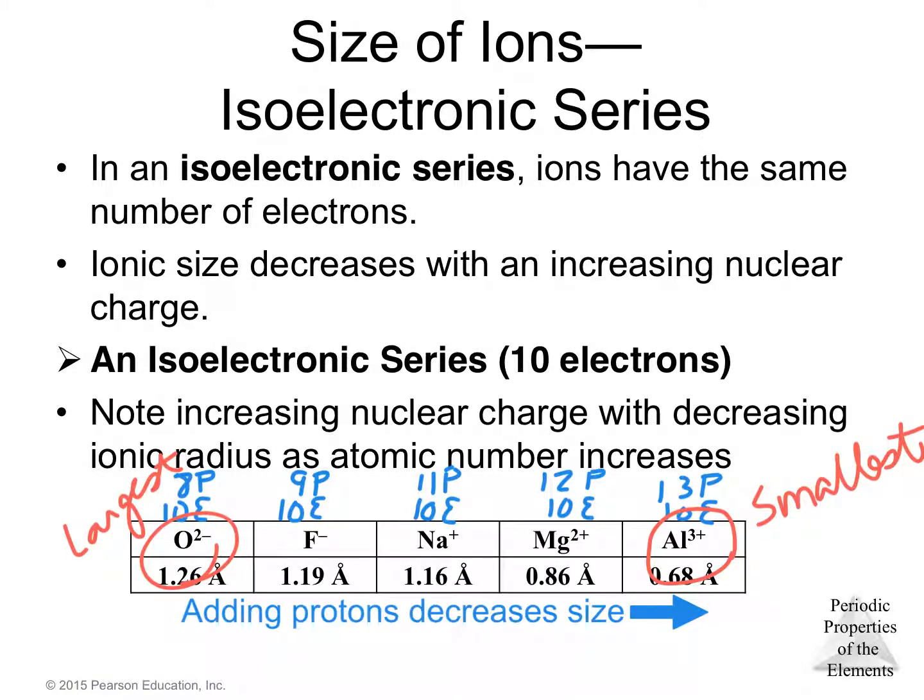And this goes back to Coulomb's law. As you add protons, you're adding positive charge to the center of the nucleus. That's going to have the ability to pull the electrons in tighter. So your take-home point from this slide is that in an isoelectronic series, as you add protons, you decrease size.